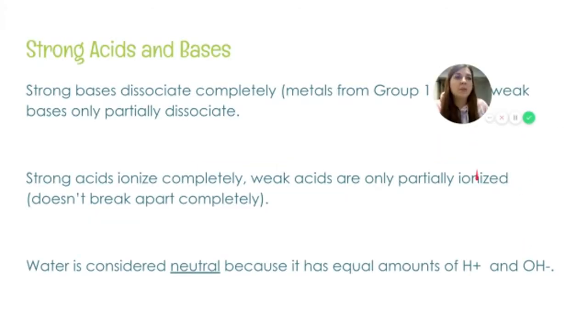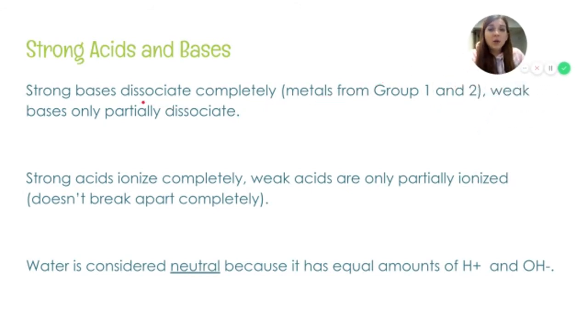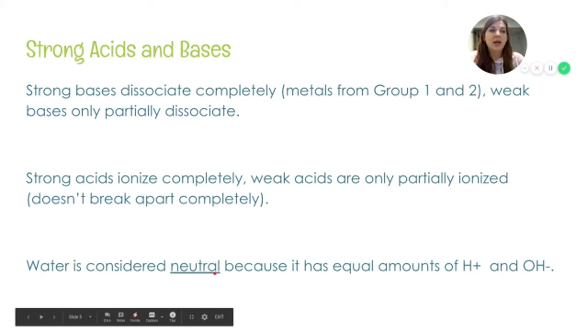Now, strong bases are going to completely dissociate when they dissolve in water, meaning that 100% of it is going to dissolve. It's super soluble, etc., etc. Those strong bases typically are coming from group 1 and group 2 on the periodic table. Weak bases are only going to partially dissociate, which somewhat has to do with their solubility. Strong acids are going to be ionized completely, meaning that 100% they break apart. They're very soluble. And again, water is considered neutral because it has equal amounts of hydronium and hydroxide.